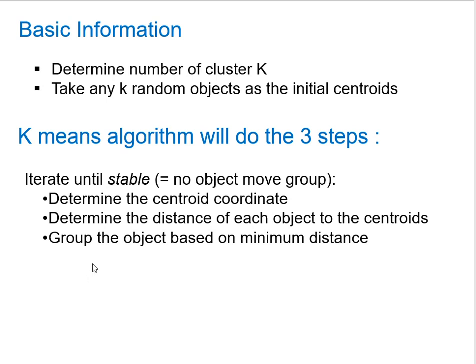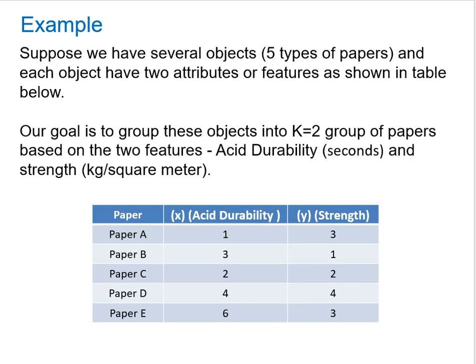Before we move on to the example, we are left with three steps. The first one is to determine the centroids. The second one is to update the distance and make groups based on the minimum distance. Let's take an example where we have a collection of papers, and depending on the acid durability or strength, we would like to classify these papers.